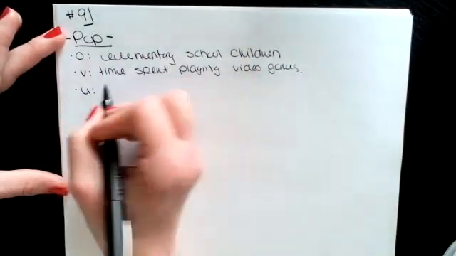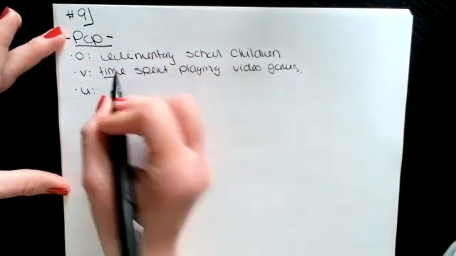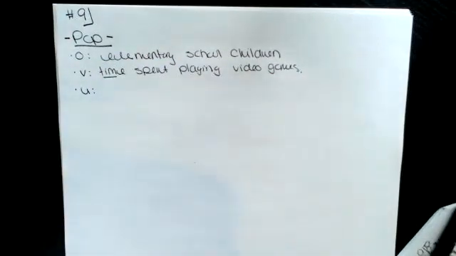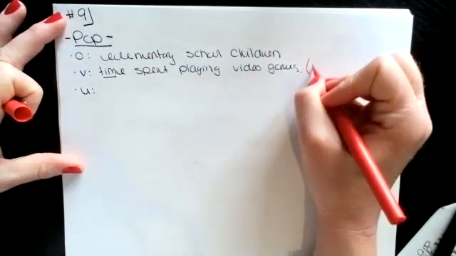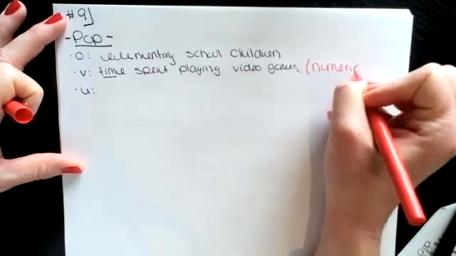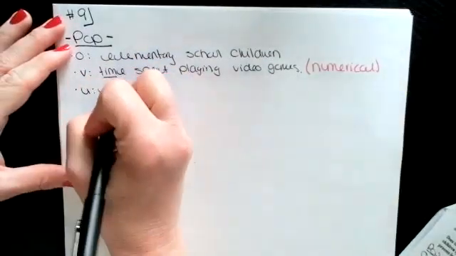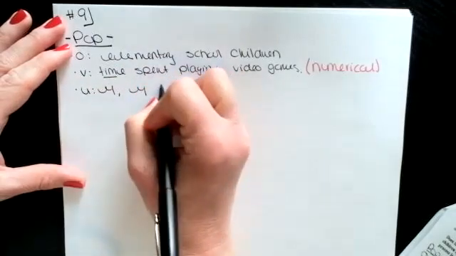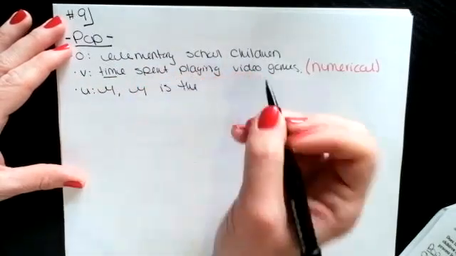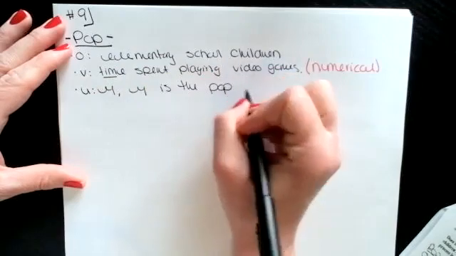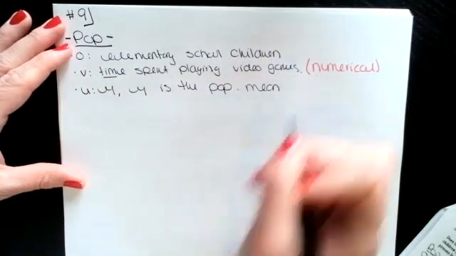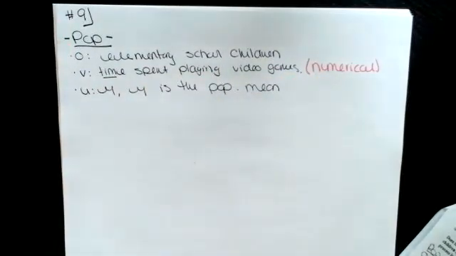My unknown, since it's time, that is numerical. Let me write that down. We use that, right? Going forward, my unknown is mu. Mu is always the population mean, right? But now I'm going to add some context to it.